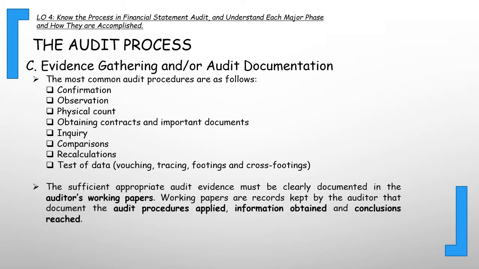Then, yun. The sufficient appropriate audit evidence must be clearly documented in auditor's working papers. Yung working papers, ito yung mga records kept by the auditor that document the audit procedures applied, information obtained, and conclusions reached. Okay. In practice, always remember that working papers should stand by itself.